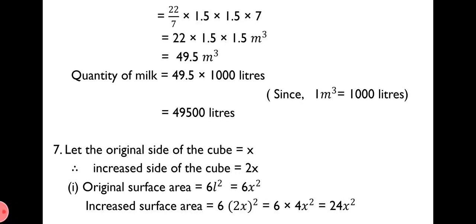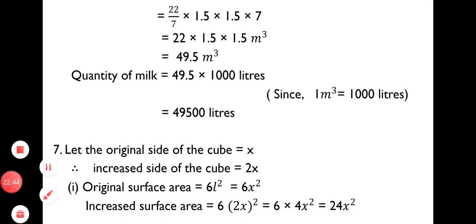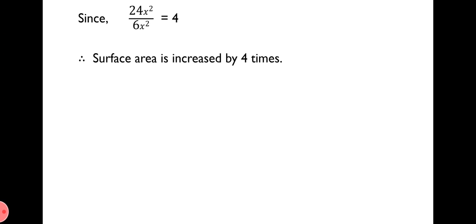Increased surface area equals 6 into (2x) whole square. First we will square the 2. Squaring 2, that is 2 2s are 4, and x square remains x square. So we get 6 into 4x square, which equals 24x square. Now we will find the ratio of both, that is 24x square upon 6x square, equal to 4. Thus, the surface area is increased by 4 times. It means if you double the side of a cube, its surface area will increase 4 times.